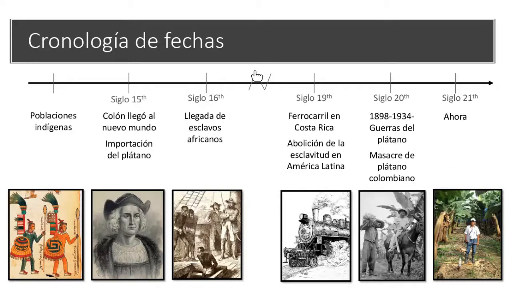What you see here in the timeline is a brief break, and that's because between the 16th century and the 19th century, the African slaves were the primary source of labor until it was abolished in all of Central America in the 19th century. In the 19th century is also where I'm going to talk about the production of the railroad. And then in the 20th, we see a bloody history associated with this industry. And I'm going to talk about the banana wars. And then again, give a brief overview of what's currently happening. So we're going to start with the beginning up through the 16th century.